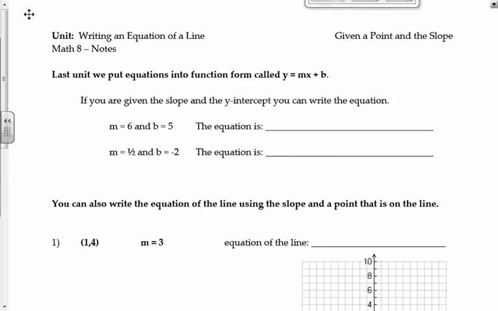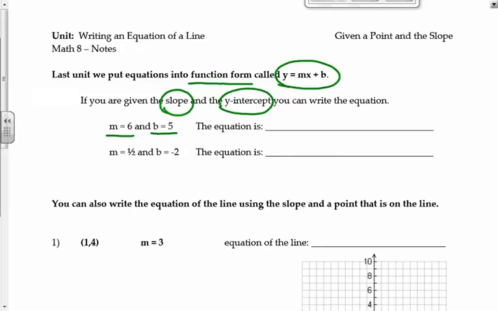Okay, today we are going to talk about writing an equation of a line given a slope and a y-intercept. If you remember last unit, we talked about writing equations in the function form, or getting y by itself, and that was in the form y equals mx plus b.